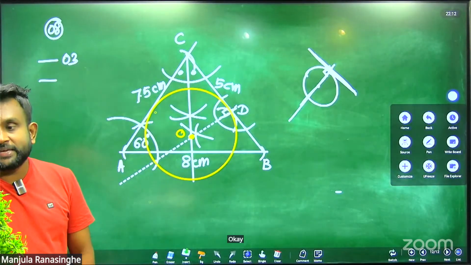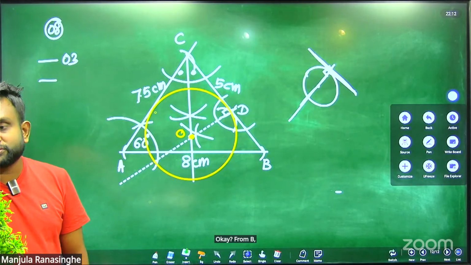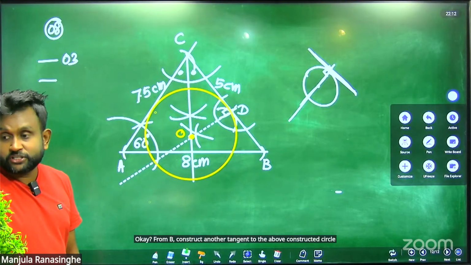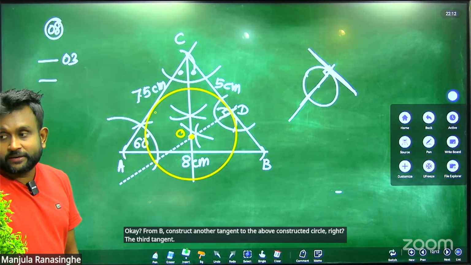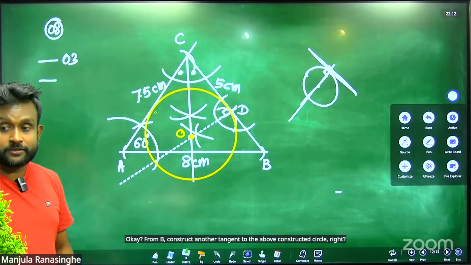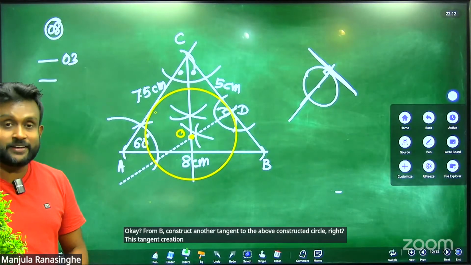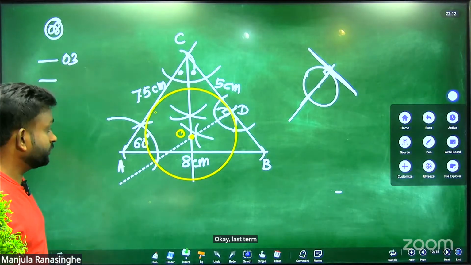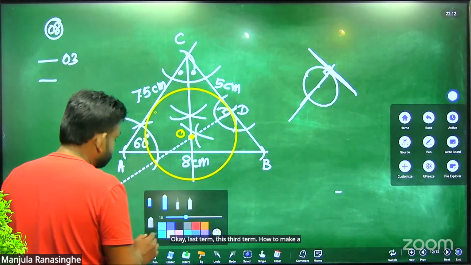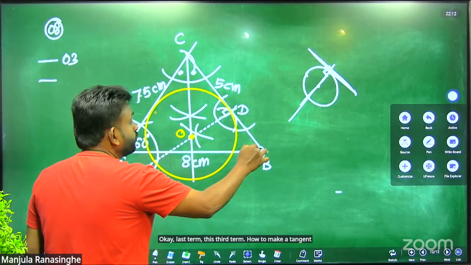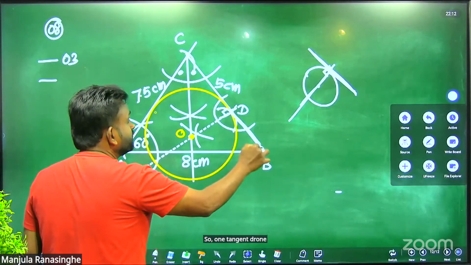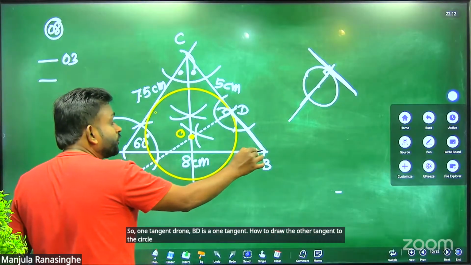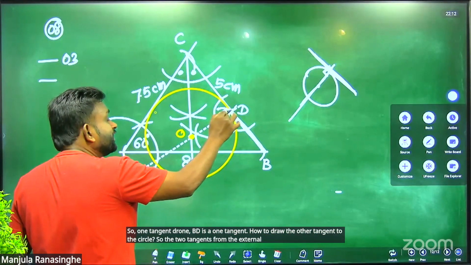From B, construct another tangent to the above constructed circle, right? This tangent creation is not yet done in grade 11 maths, okay, last term, this third term. How to make a tangent? So one tangent is drawn, BD is one tangent. How to draw the other tangent to the circle? The two tangents from an external point are equal in length.